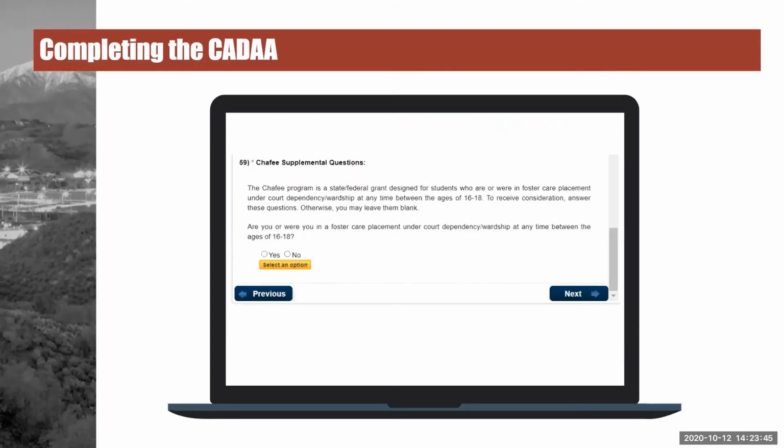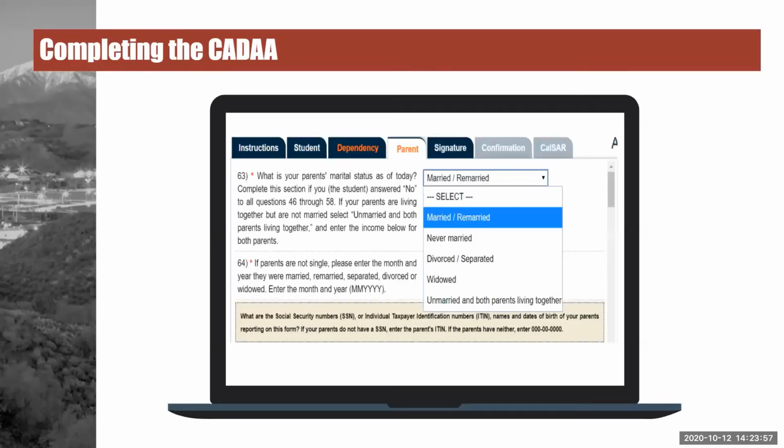After you answer all of the dependency status questions, you will then have to answer a question about foster care placement. Answer yes or no based on your situation and then select Next to continue.